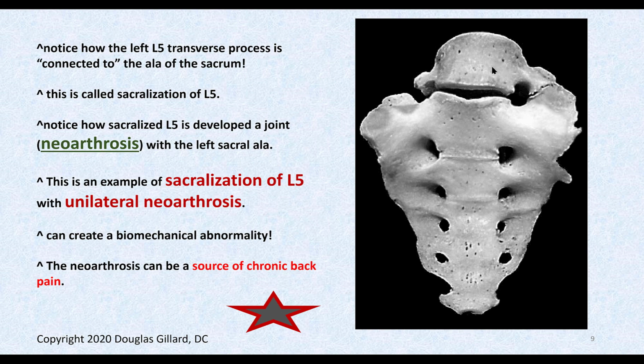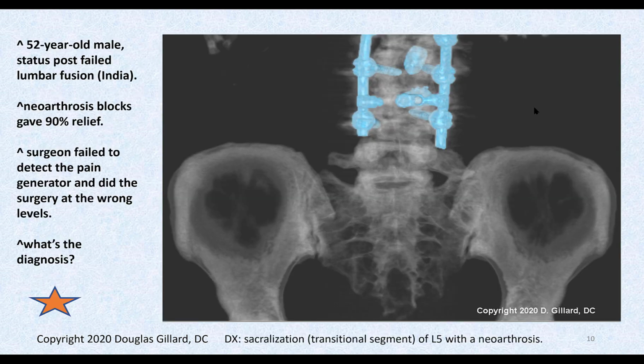So that's called sacralization of L5 with a neoarthrosis. Neo means new. Arthro means joint. Osis means a condition. So neoarthrosis. A new joint has formed. Okay? So biomechanically, this is a mess. We're going to get some axial load transferred through this joint, and we're getting nothing over here. So that's why this thing is worn out like this. And I'm sure this person had back pain. I would stake my reputation that this patient had a history of low back pain.